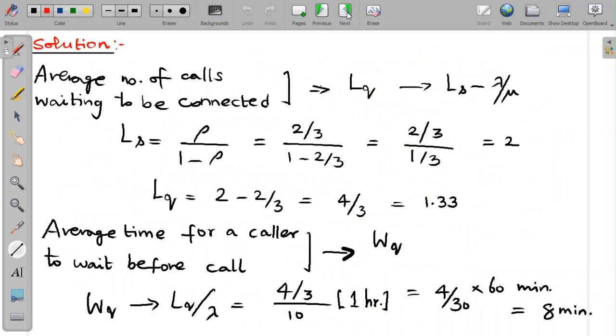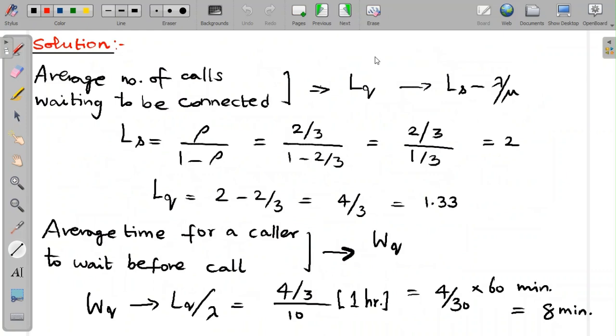LQ is represented in terms of LS and lambda by mu. We know what LS is: rho divided by 1 minus rho. Rho is 2 by 3. That simplifies down to 2 as the value of LS. And LQ is LS minus rho, that's 2 minus 2 by 3, which simplifies down to 1.33. So the average number of calls which are yet to be connected is 1.33.